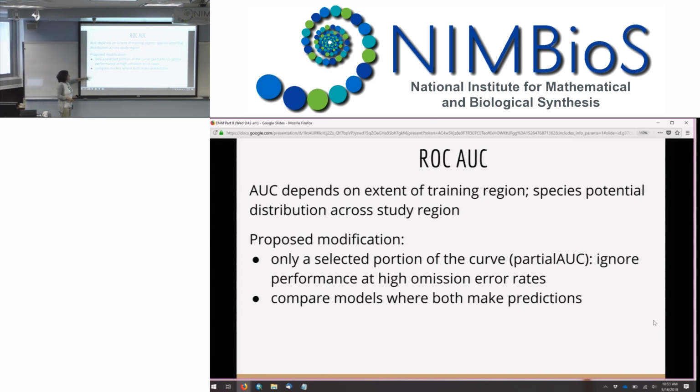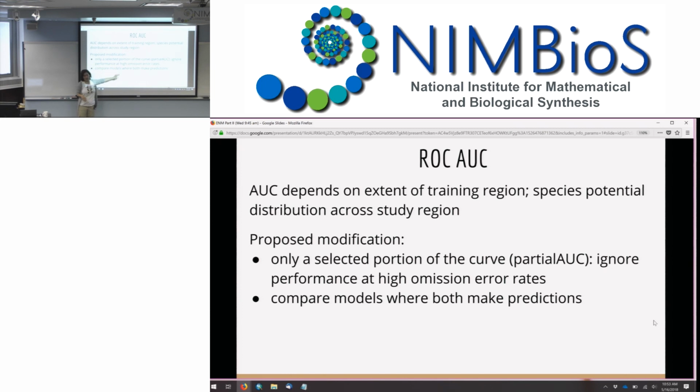So one proposed modification, which happened when I was in grad school, so I worked with Town, was to look at only a portion of this AUC curve, and ignore performance at high omission, or not count that portion of the curve that represents high omission error, because that is not what we are after, right?